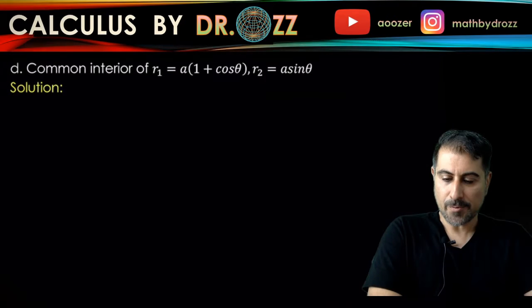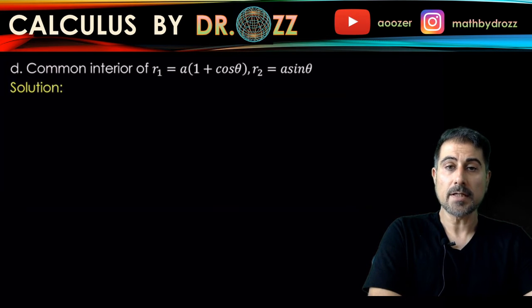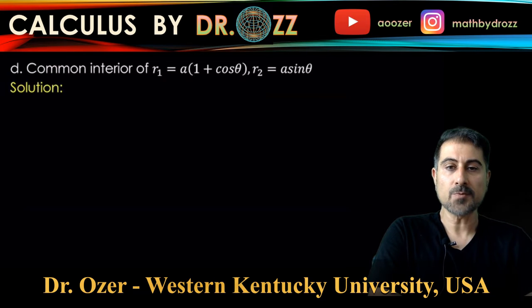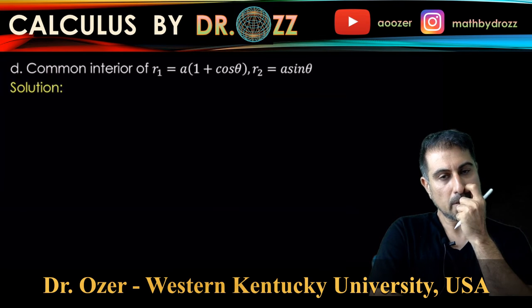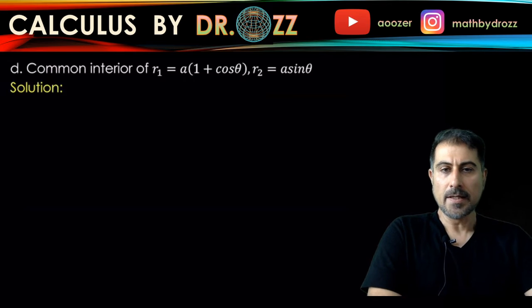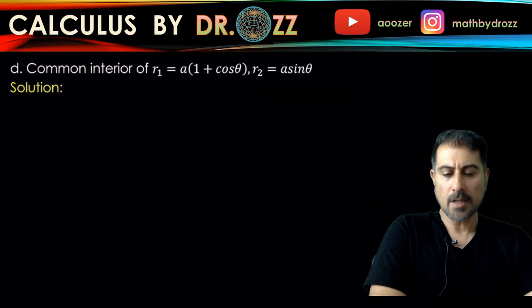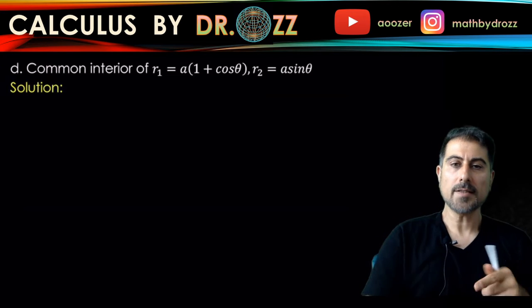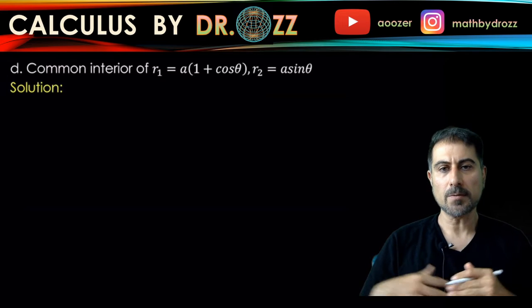All right, let's take care of part D. We're given two polar curves. One is R1 equals A times (1 plus cosine theta), and R2 equals A sine theta. Here, A is just a positive number, and to be able to plot this, you should probably assign a number for A.